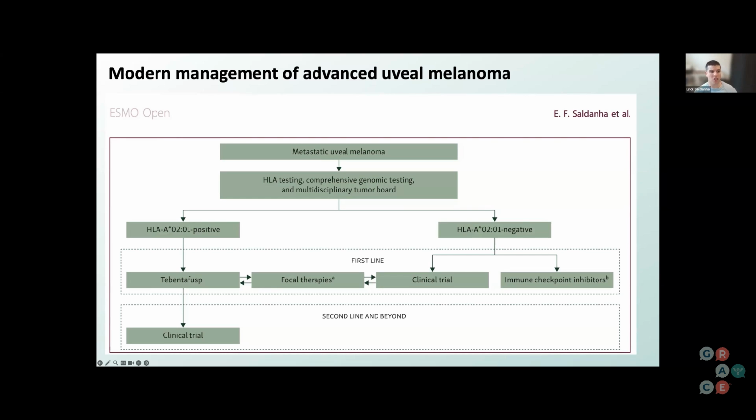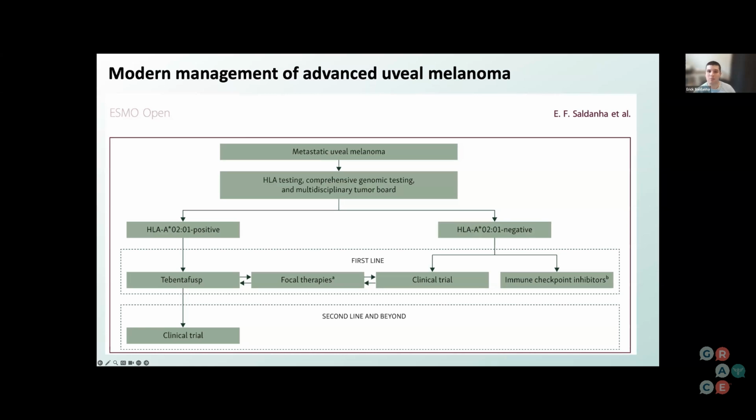When those patients are HLA-A02:01 positive and they are eligible, we discuss with that patient that we favor tebentafusp as a standard of care approach as the first option of treatment. When we do the HLA testing and the patient is HLA negative for the HLA-A02 haplotype, then what we favor is to try as much as we can to enroll patients in clinical trials across our institution.